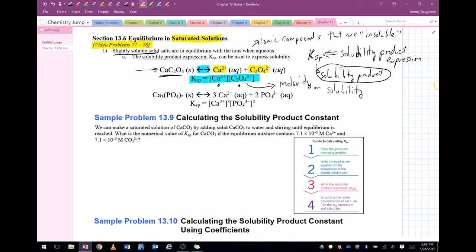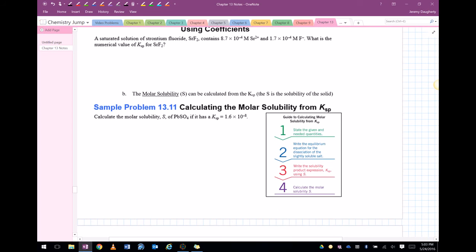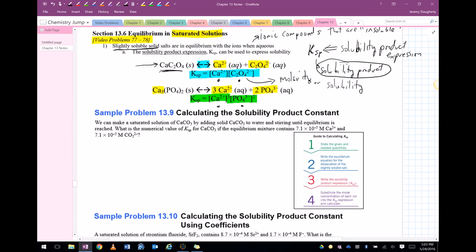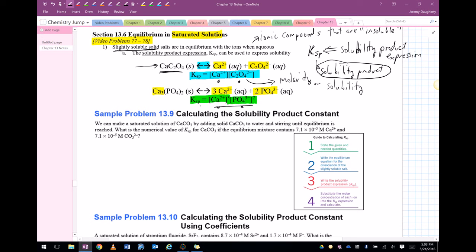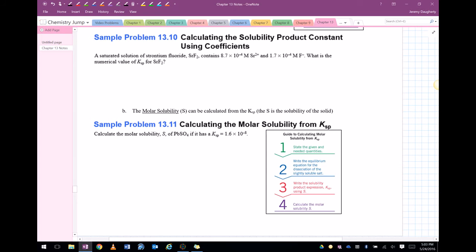Now take a look at the one right below it. This is calcium phosphate. Calcium phosphate breaks up into 3 calcium ions and 2 phosphate ions. And so when we write the equilibrium expression, KSP is equal to calcium cubed times phosphate squared. Again, inside here, this is the solubility or the molarity. Not only can we use this to calculate the solubility product, but we can also use the solubility product to calculate the molar solubility. When you look at the practice problems, I'll go over that as well.